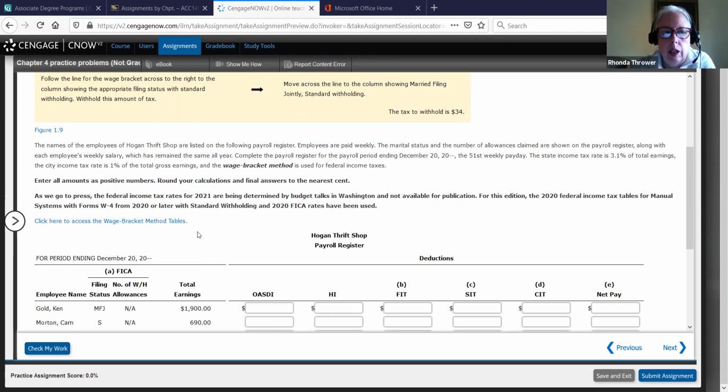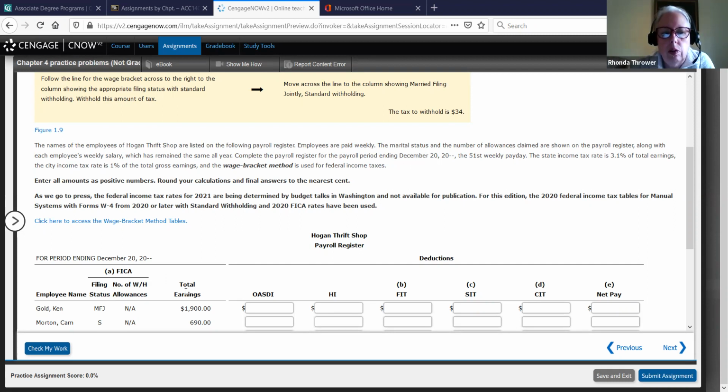4-5B. What we're going to be doing is a payroll register for Hogan Thrift Shop. The payroll register is for employees who are paid weekly. The marital status and the number of allowances claimed are shown on the payroll register. You need to know the marital filing status when you are calculating your federal income tax. You also need to know that each employee's weekly salary is on here.